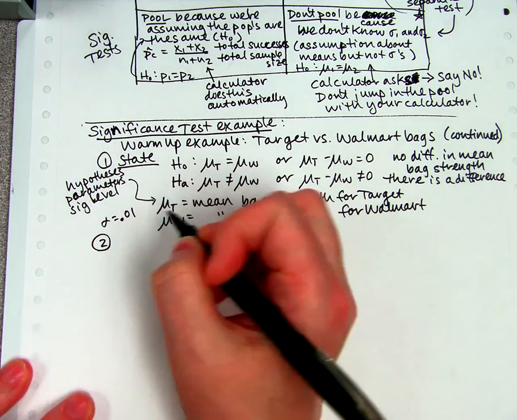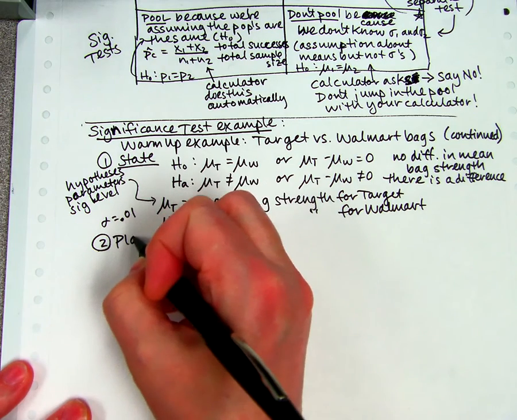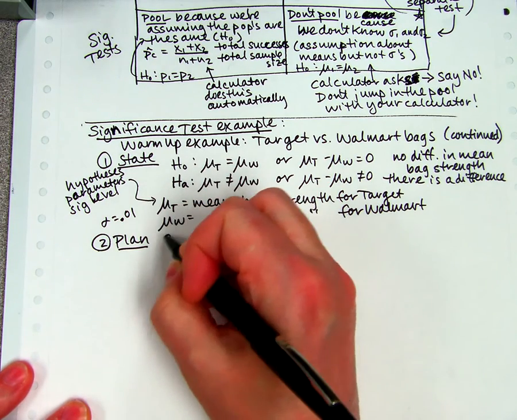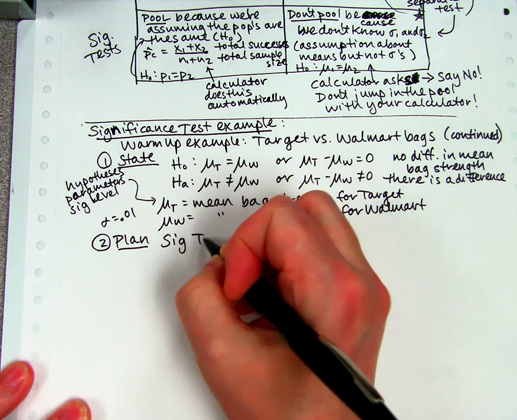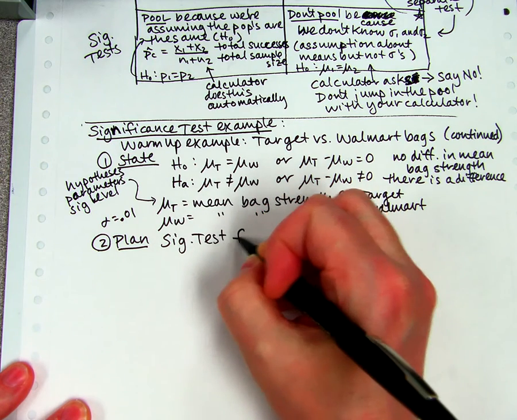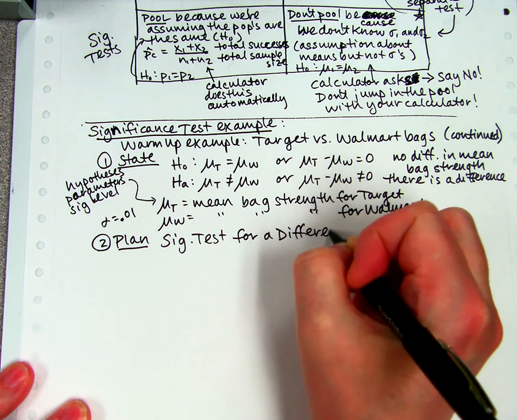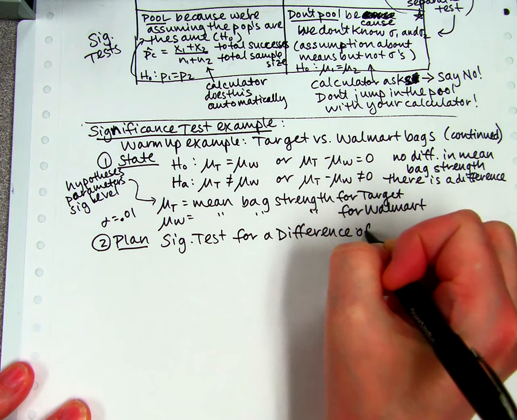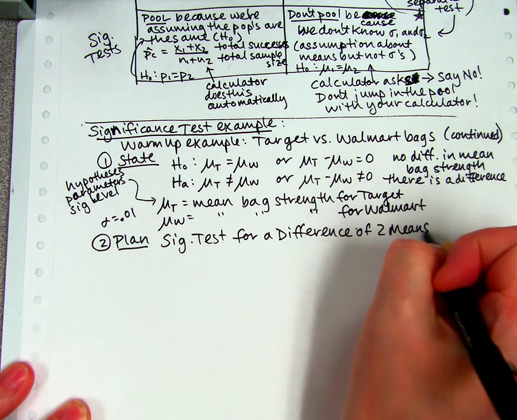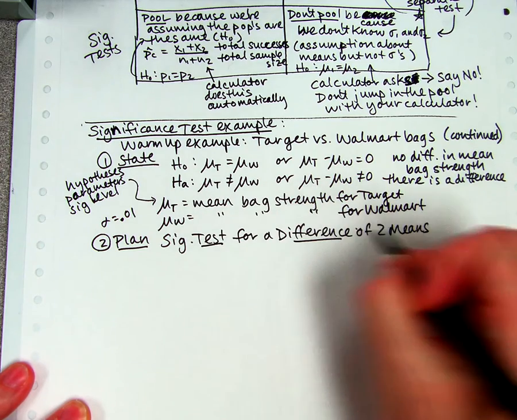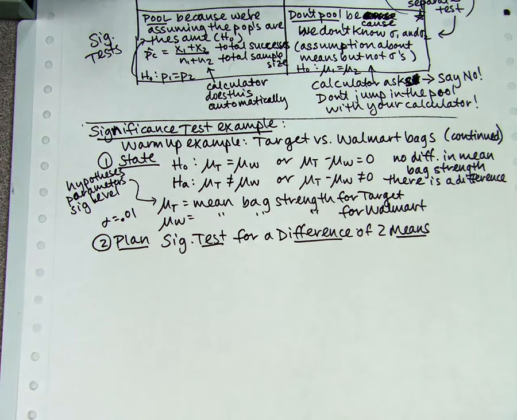Step 2 is the plan. What we're learning how to do is a significance test for a difference of two means. The book has a slightly longer name. The most important words in this are test and difference and means. You've got to have all of that, but if you'd like to try and shorten it even more, you can.